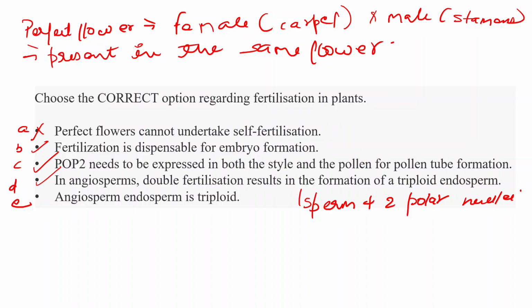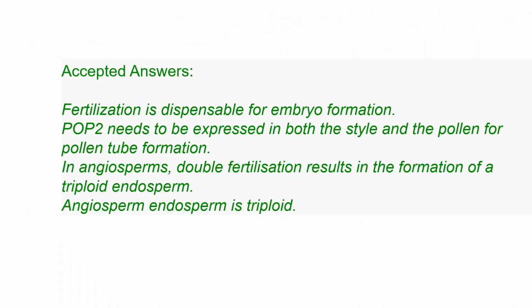Okay. So let us move to the next question. So these are the accepted answers. Fertilization is dispensable for embryo formation. POP2 needs to be expressed in both the style and the pollen for pollen tube formation. In angiosperms, double fertilization results in the formation of a triploid endosperm. And angiosperm endosperm is triploid. Okay, just a minute.